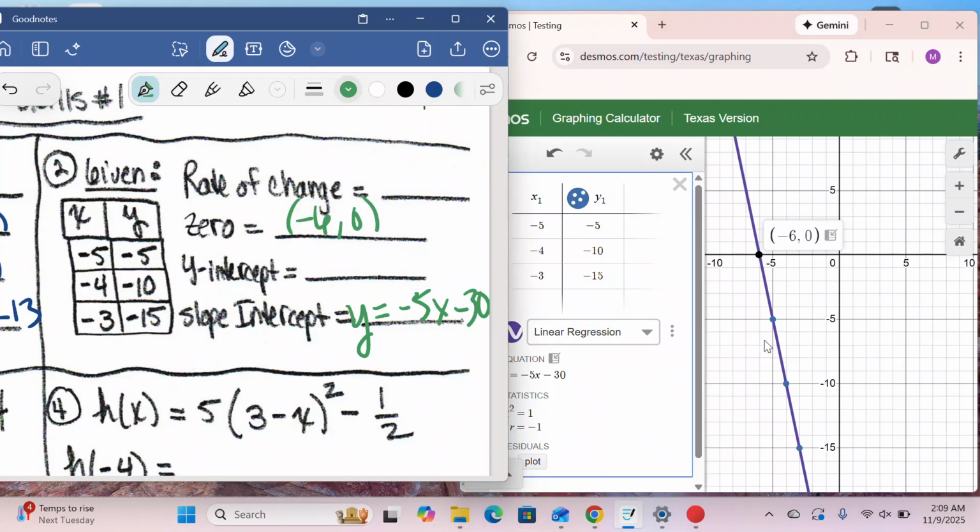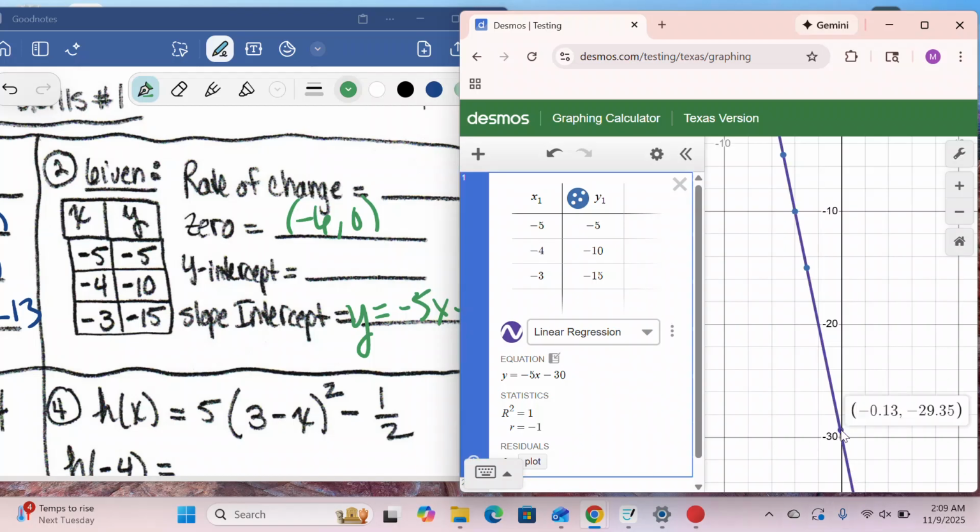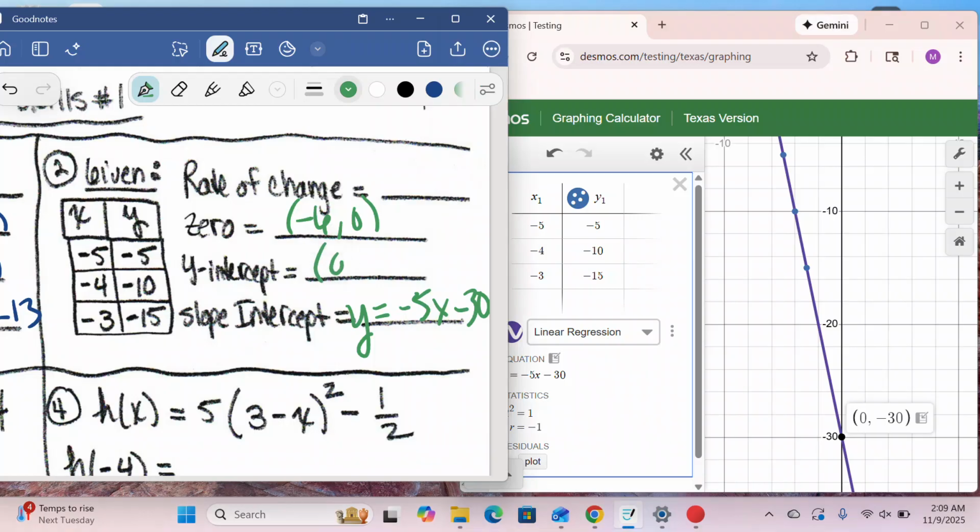And my y-intercept, all I have to do is move the line and find out where it crosses my y-axis, which is going to be about right there, 0, comma negative 30. And then my rate of change is my slope. Just by looking at this equation, I see my slope or my rate of change being negative 5. And again, on the calculator, you can go ahead and do that.